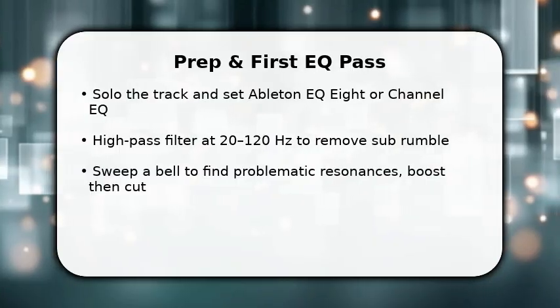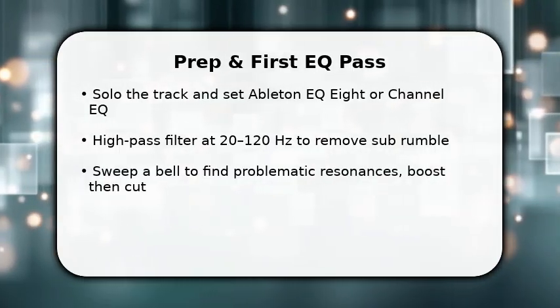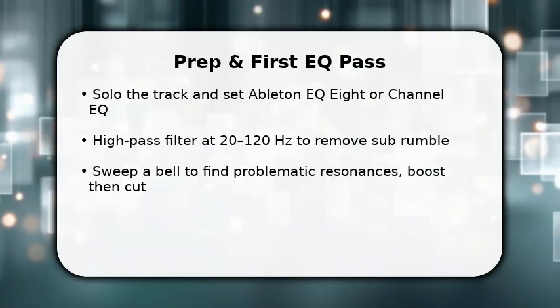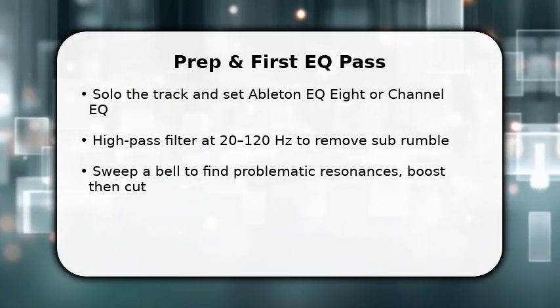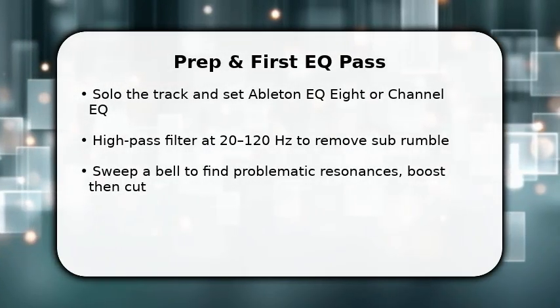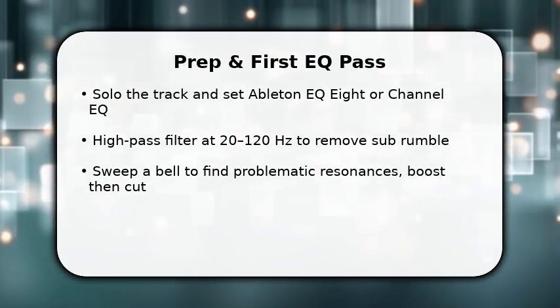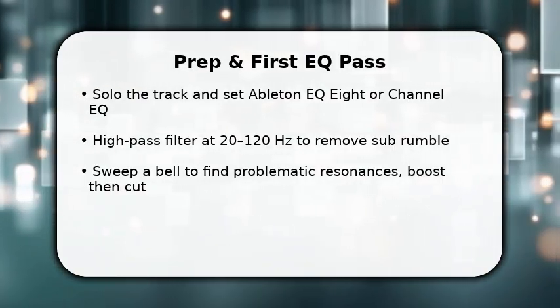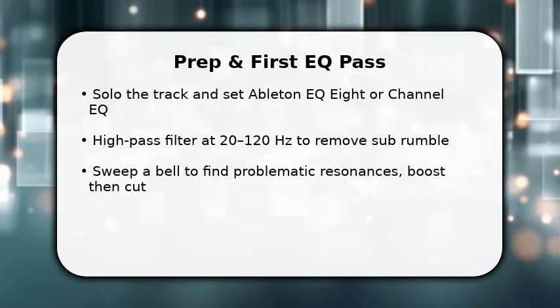You start by isolating the element you want to shape. Load EQ8 or channel EQ and play the section where the issue is audible. First, engage a high-pass filter and dial it up between 20 and 120 Hz to remove unnecessary sub-energy. This cleans the mix's foundation.